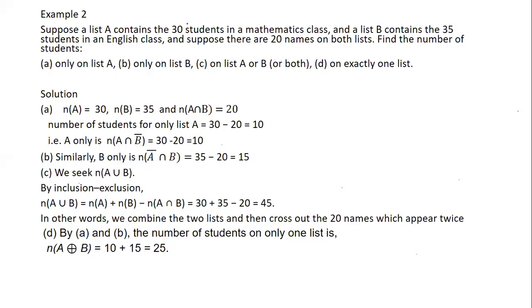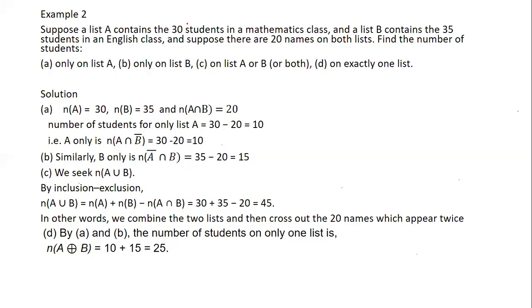Now suppose a list A contains the 30 students in a mathematics class, and a list B contains the 35 students in an English class, and suppose there are 2 names on both lists. Find the number of students: A, only on list A. B, only on list B. C, on list A or B or both. D, on exactly one list.